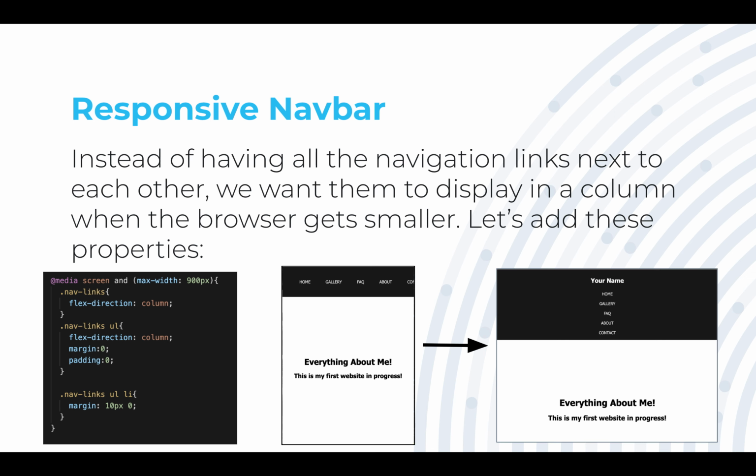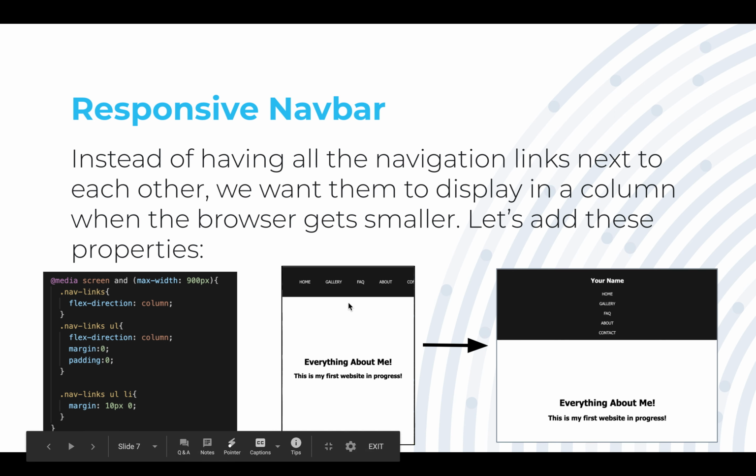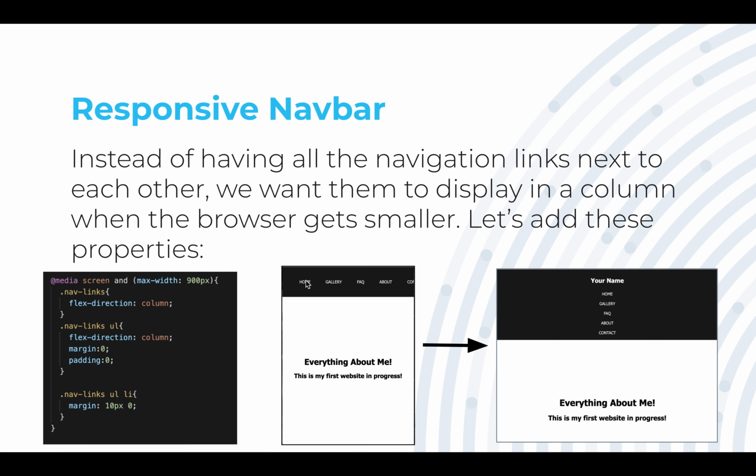Instead of having all the navigation links next to each other so that you would have to scroll horizontally to access them, we want them to display in a column whenever the browser gets smaller. So by adding flex direction column, that's automatically going to set all the nav links underneath each other. That's why it's called column.